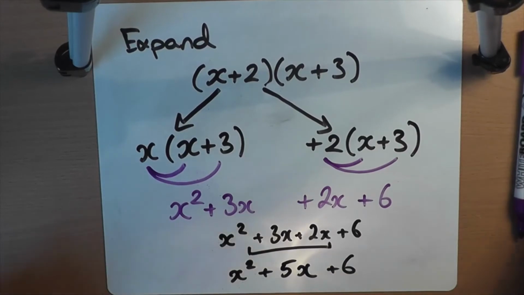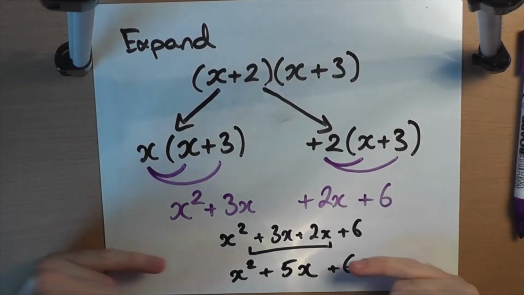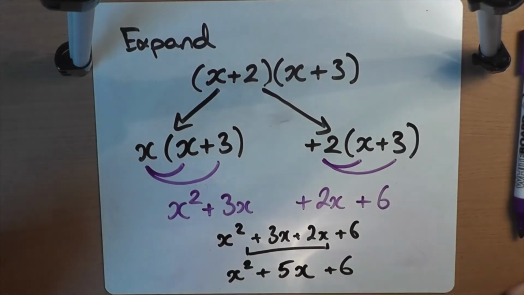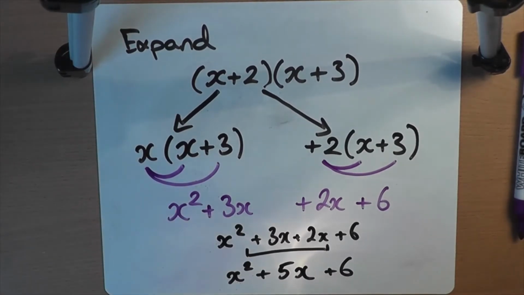And what we've done is we've started with two brackets, we have expanded them, we've got rid of the brackets, and we've ended up with the question looking very different, but still being exactly the same thing expressed in a different form. We've expanded x plus 2 times x plus 3.